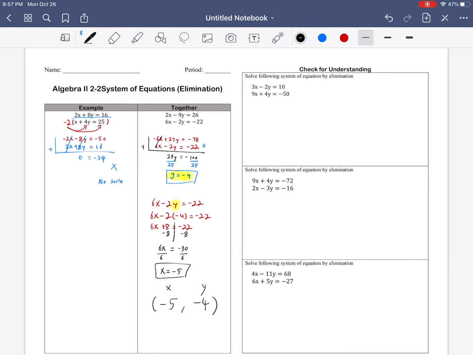Okay? So that's it. Try this question by yourself. Okay? Just do it by yourself. You should get answer negative 2 comma negative 8. Do it by yourself. Otherwise, if you don't show your work, I'm not gonna grade it.